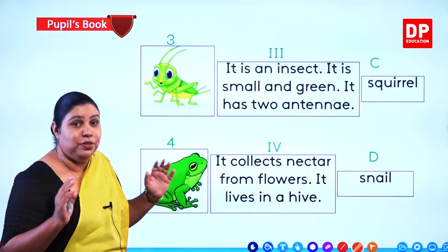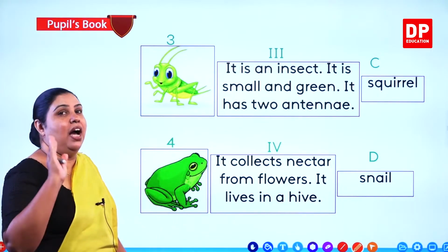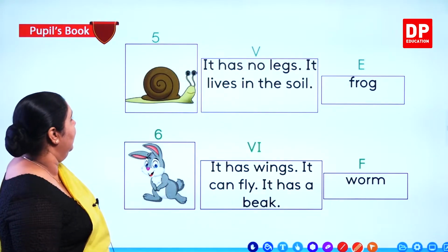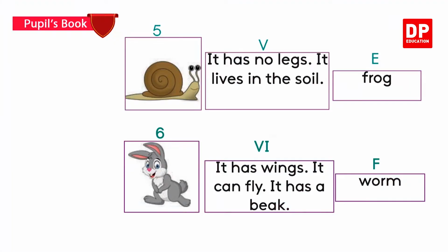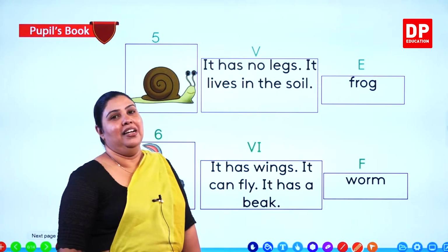So there we have to put them in the correct order. Now they are all mixed up and we are going to match them and write. We have some more pictures to see. Now number 5 and number 6. Look at number 6. It has no legs. It lives in the soil.